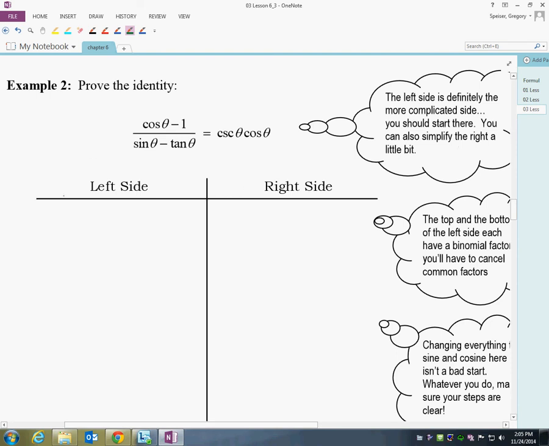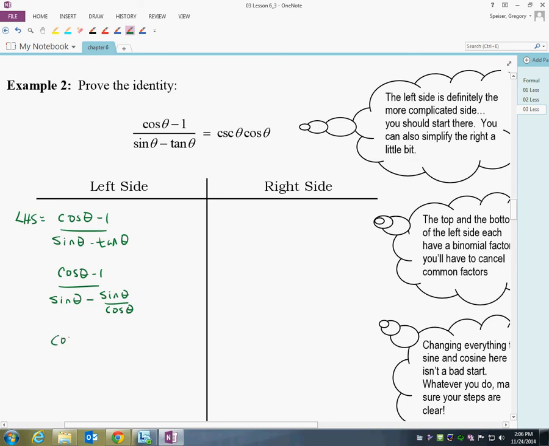Okay, so let's look up here. I'm going to say the left-hand side is equal to, I'll just write it out here, cos theta minus 1 all over sine theta minus the tan of theta. If I'm going to simplify this, first of all, I can simplify that tan. So I'll say cos of theta minus 1 all over sine of theta minus sine of theta over cos of theta. Now looking in the denominator, if I'm going to put that under one, combining these two terms, I need to multiply this by cos theta over cos theta.